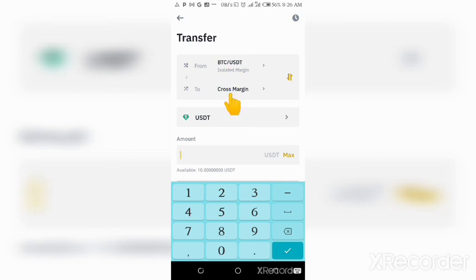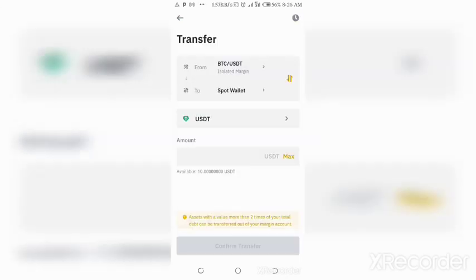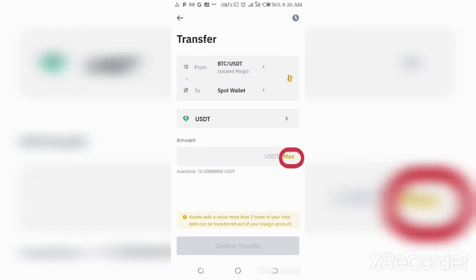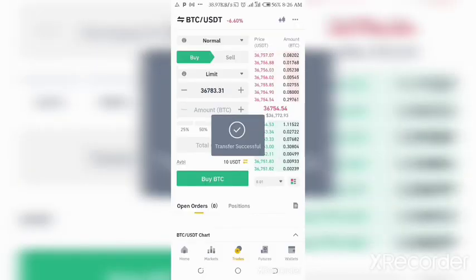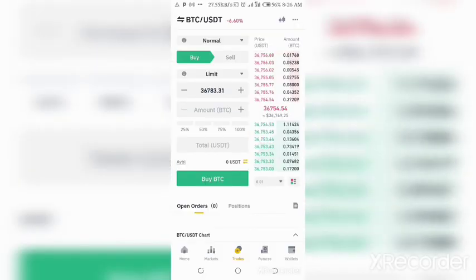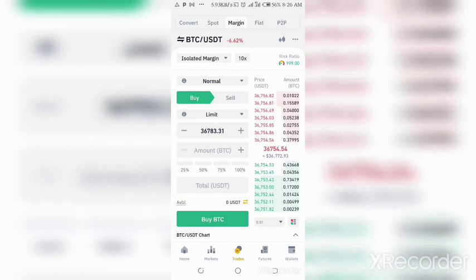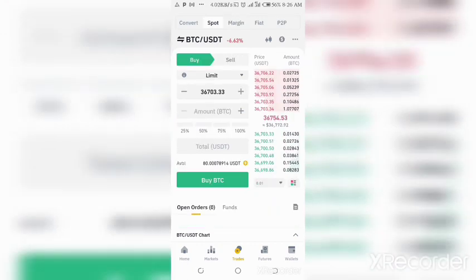I just change to spot, because that's where I want that money to go. Spot wallet. I transfer the maximum because it is $10 and it's what I put there. So I want to take it back to spot. I press max and then transfer. Transfer successful. It has been taken back to spot. When you come to spot, we have our $80 total there.